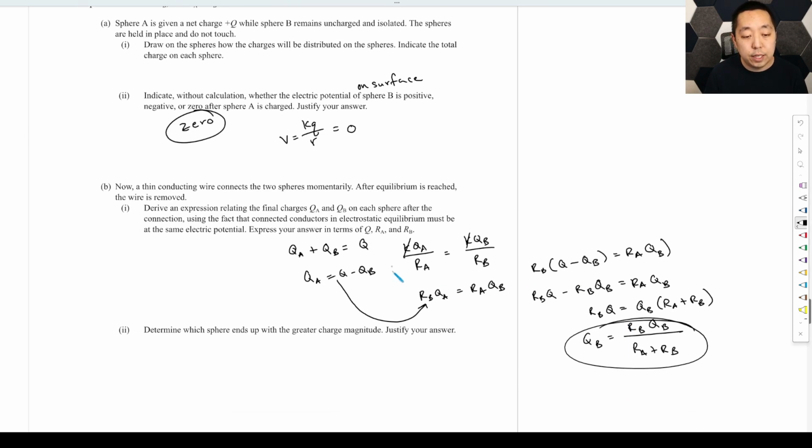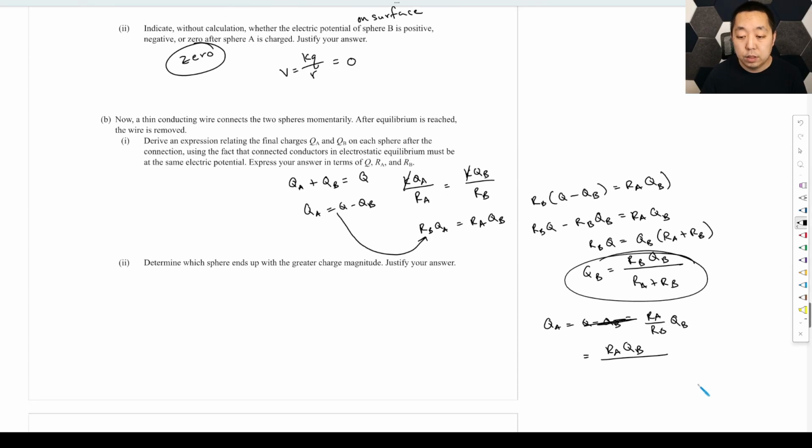And then you can do Q minus that. So you could do QA is going to be Q minus QB now. Or you could do this one. QA is RA over RB times QB, that might be easier. And that RB is going to cancel with that one. So you get RA on the top instead, over RA plus RB, like that. Okay, so that's going to be the two charges there.